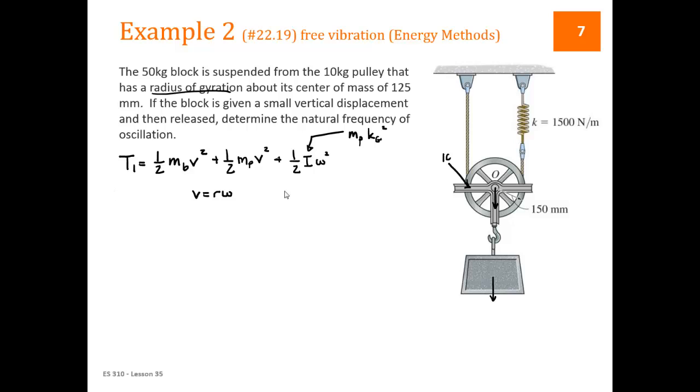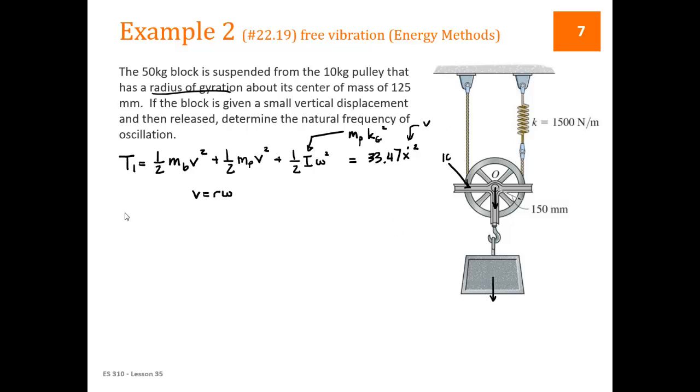And so we can plug everything into here, and we end up getting that the kinetic energy at some arbitrary point is going to equal 33.47 x dot squared. So you can do the math to prove that to yourself, but you plug in 50 for your mass of the block, you plug in 10 for the mass of the pulley, you plug in 10 times 125 squared for I, and you plug in V equals R omega for omega, and we should get this expression where x dot is just V.